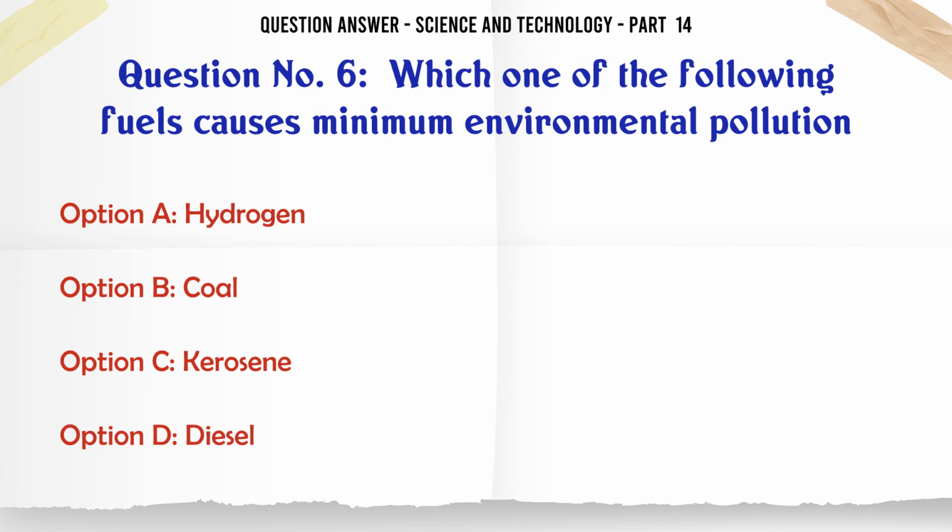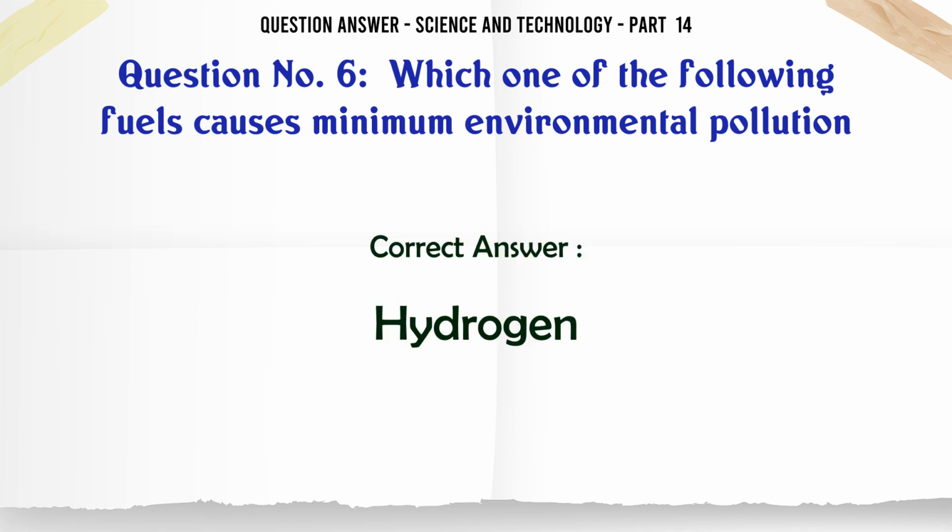Which one of the following fuels causes minimum environmental pollution? A. Hydrogen. B. Coal. C. Kerosene. D. Diesel. The correct answer is hydrogen.